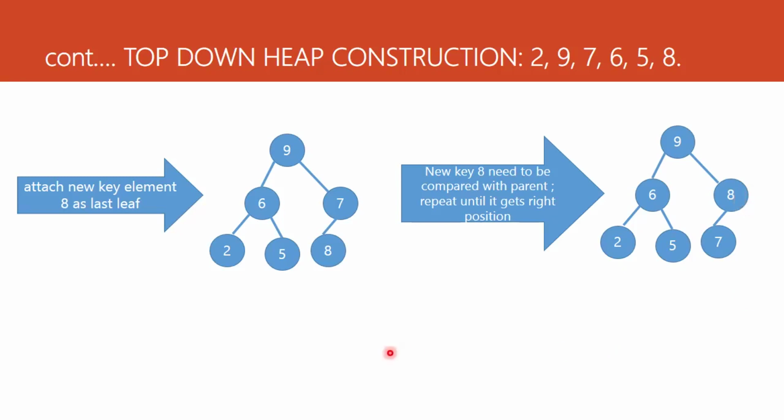So remember, all the top-down heap construction and the bottom-up heap construction that I have explained relate to a max heap. That means parents always have larger or equal elements than their children.